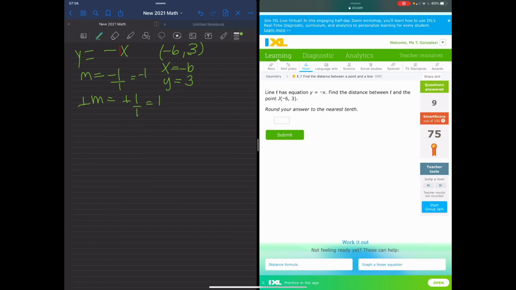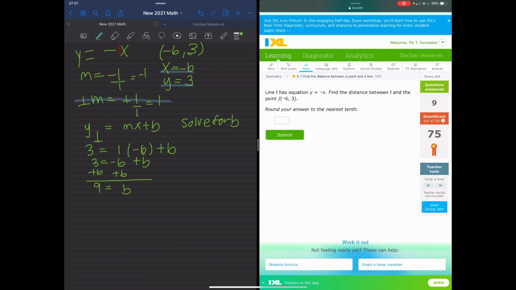So I need to find my perpendicular equation. So we're using y equals mx plus b. And again, we know that this is my x, this is my y, and this is my perpendicular slope. And right here, we're trying to solve for b. So I'm going to say 3 equals 1 times -6 plus b. 3 equals -6 plus b. I'm solving for b, so I'm going to add 6 to both sides. So b equals 9. So that makes my perpendicular equation equal to 1x plus 9.